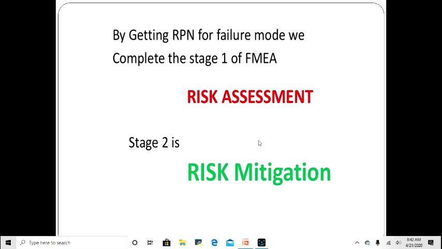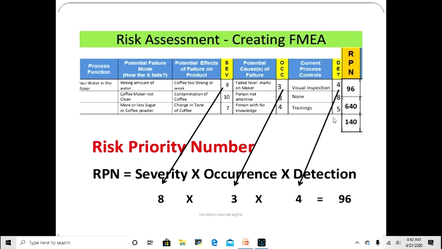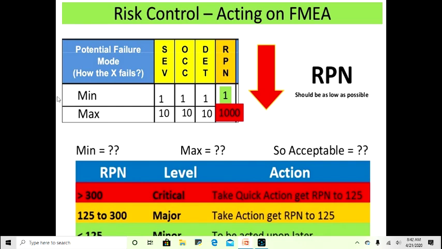Your risk assessment is done on a numerical basis. Now you have to control and bring down this RPN number. The minimum number is 1 into 1 into 1, which is 1. Maximum number, as it is all graded on the 10 scale, is 10 into 10 into 10, which is 1000. Based upon the number, if it is greater than 300, it is critical. 125 to 300 is major. Less than 125 is minor risk.